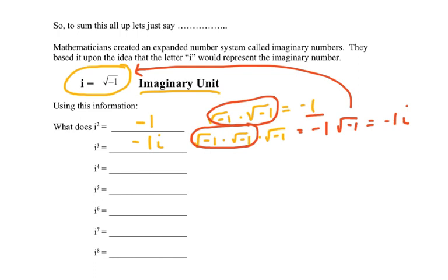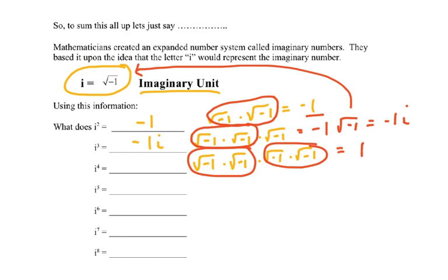Now, follow my logic here. i to the fourth is the square root of negative 1 times the square root of negative 1 times the square root of negative 1 times the square root of negative 1. Remember, we just learned earlier that the square root of negative 1 times the square root of negative 1 is negative 1. So that would mean really what we have is negative 1 here and a negative 1 here. And a negative 1 times a negative 1 actually equals a positive 1. Interesting.